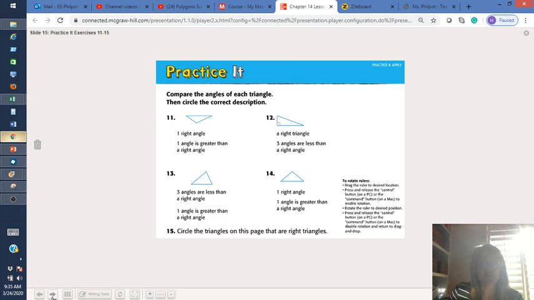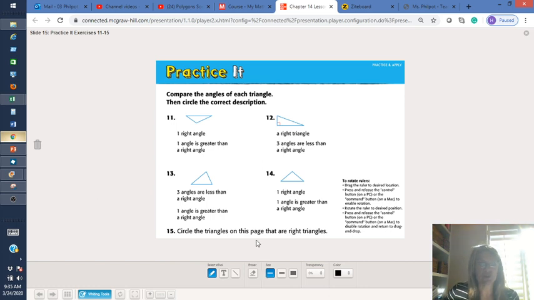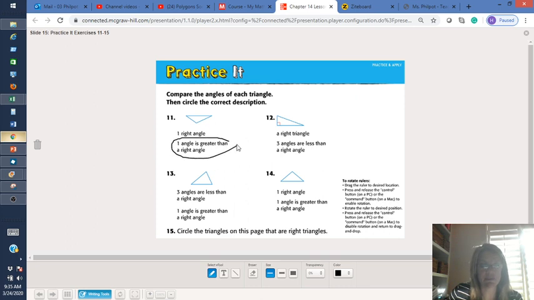Go ahead and make sure you've finished all of these, and then we'll go over it. It says compare the angles of each triangle and then circle the correct description. Okay, does this have one right angle? Nope. Is one angle, sorry, let me get my tool. One angle is greater than a right angle. Yeah, this is an obtuse angle. You can tell it's bigger than a right angle, so we would circle this one.